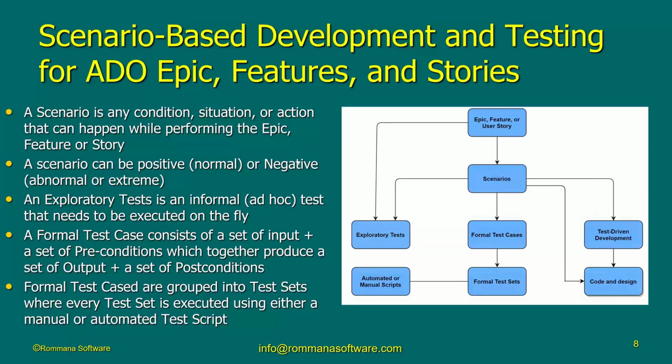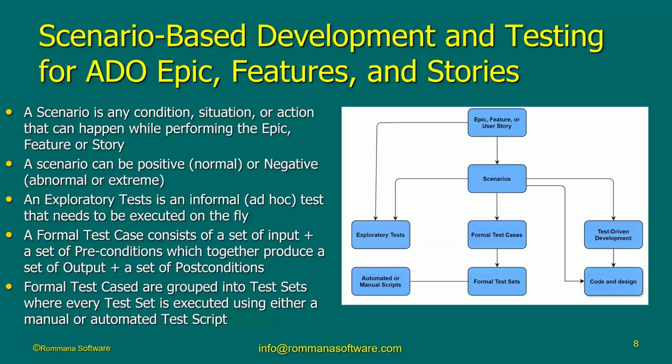We classify scenarios as either positive or negative. The negative scenarios are abnormal, extreme scenarios that have to do with invalid data. Keep in mind, the negative scenarios especially are the ones we're going to use a lot for negative testing, because we do positive testing and we do negative testing. Of course, all the positive scenarios that represent the normal course of actions are going to be used for positive testing.